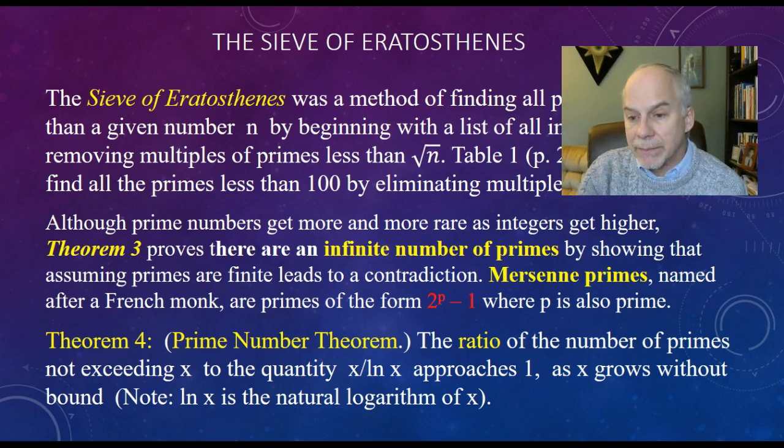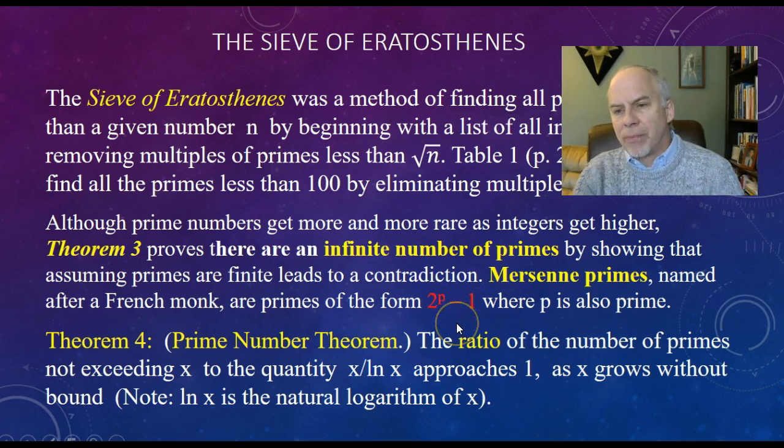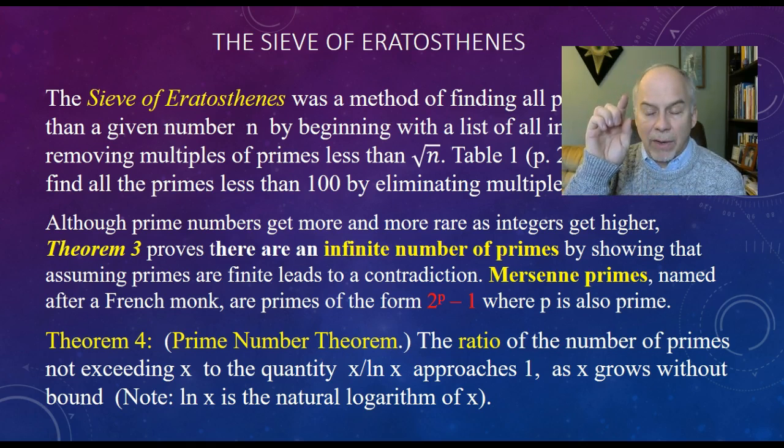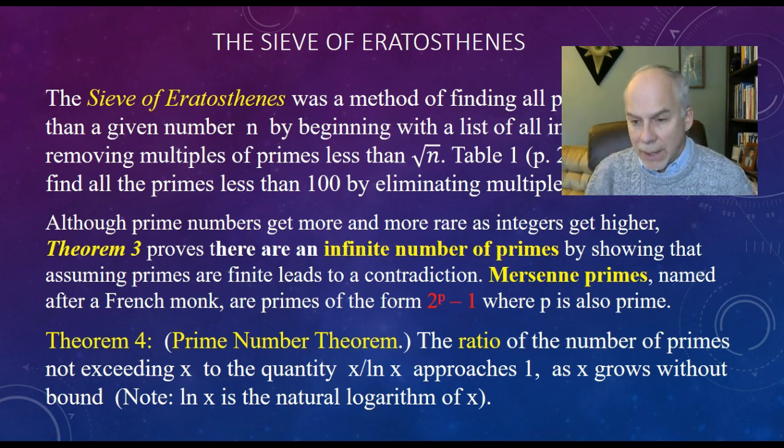Now, Mersenne primes, named after a French monk, these are primes of the form 2 to the p power minus 1, where p is also a prime number. For example, the number 31 is a Mersenne prime, because if we choose p equal 5, okay, so what's 2 to the 5th power? Well, 2 to the 5th power is 32, and 32 minus 1 is 31. So 31 we call a Mersenne prime.